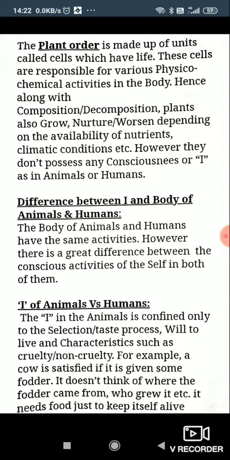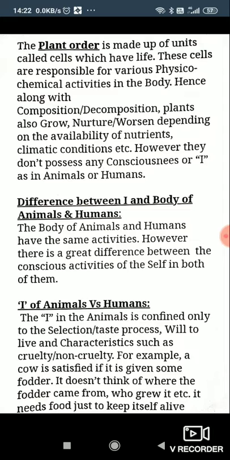Difference between the I and the body of animals and humans. The body of animals and humans has the same activities. However, there is a great difference between the conscious activities of the self in both of them. I of animals versus humans.